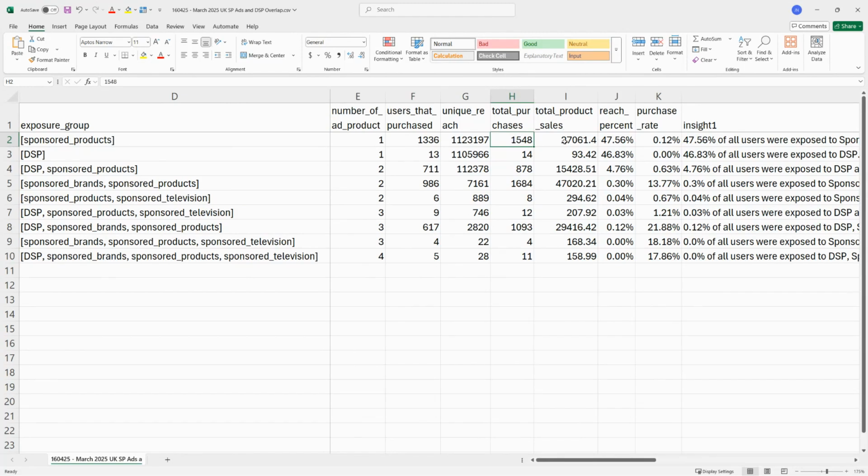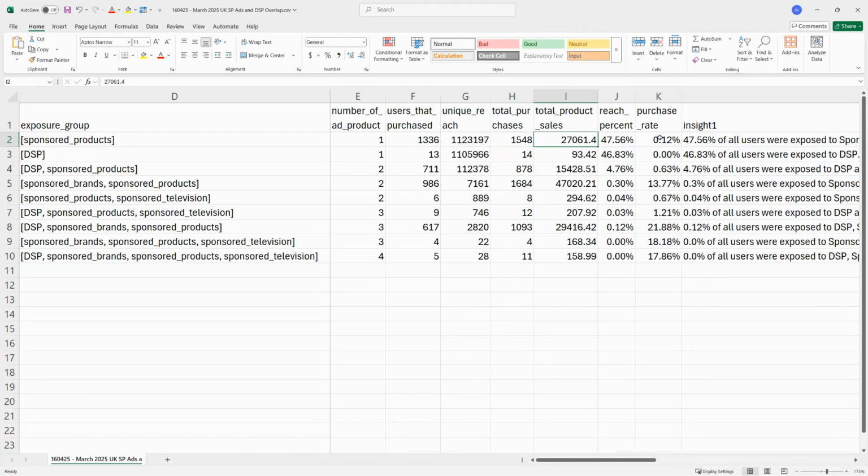Then you have total product sales and the reach percent. This is the percentage of the total reach. As you can see, for Sponsored Products, which is where we're spending the most money, we have the most reach. So 47.56% of people were reached by only Sponsored Products. And then you have how many total product sales there were, and purchase rate.